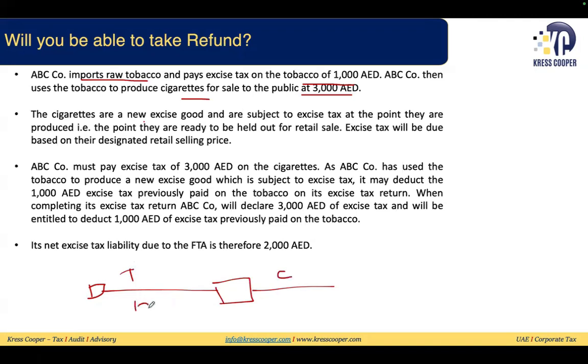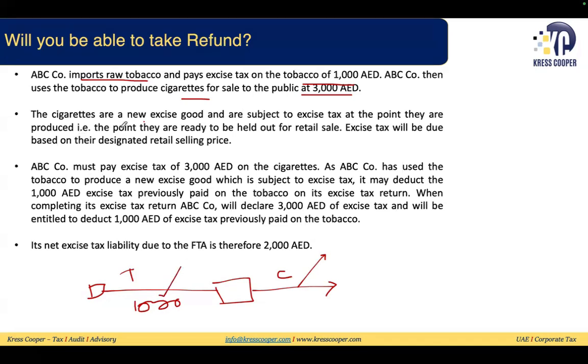They paid excise duty here, whatever the price. Now they are selling cigarettes. Again, they are paying excise duty. Whenever they are manufacturing cigarettes, it will be subject to excise as well. So these products are being used in the cigarette. Cigarette itself is subject to excise duty. So principally, this person should not pay excise tax two times.